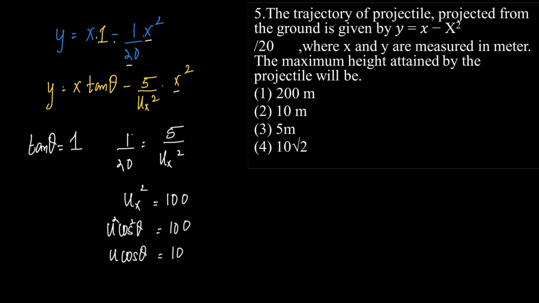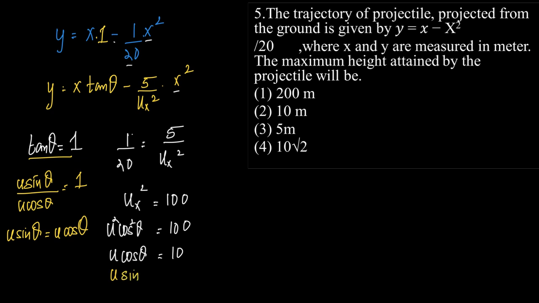Now, have a look here. Tan theta is equal to 1. I can write it like this: u sin theta upon u cos theta is equal to 1. And therefore, we can say that u sin theta is equal to u cos theta. So if u cos theta is equal to 10, what is u sin theta? U sin theta would also be equal to 10. But this has not been asked in the question.